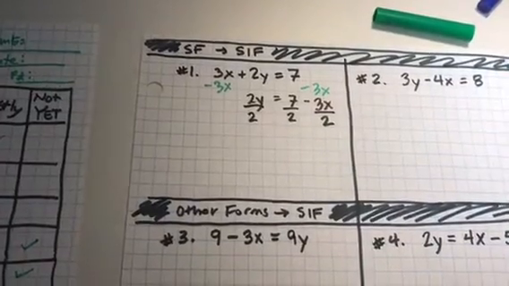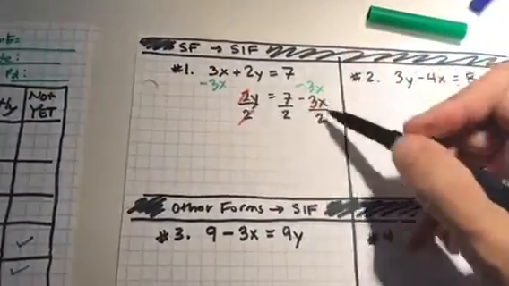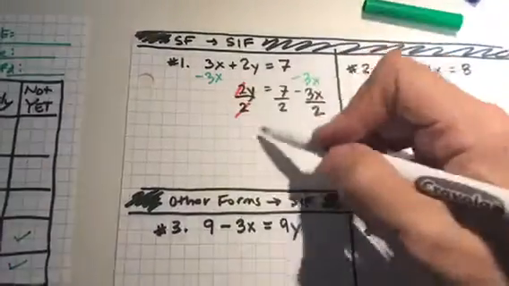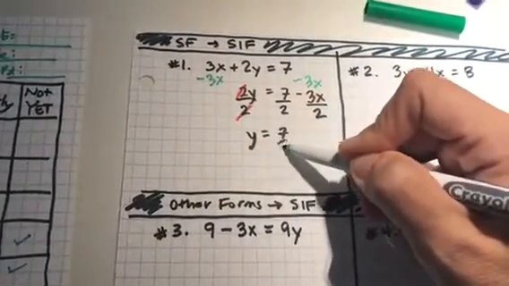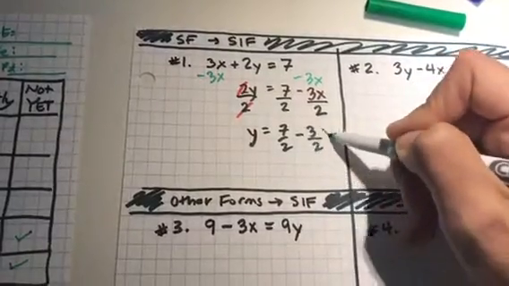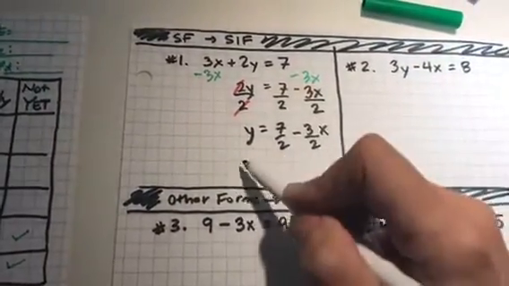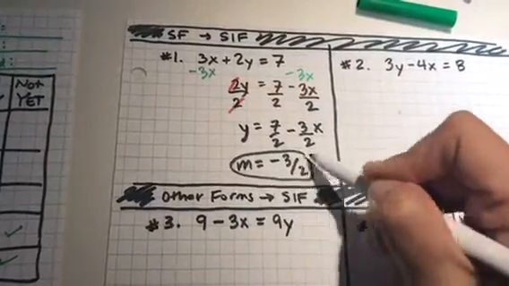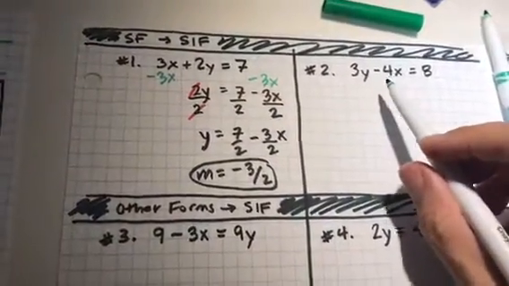And I'm noticing I can cancel some things out. Okay, so everything else looks good. I'm going to rewrite the equation. Y is equal to 7 halves minus 3 halves X. So we do this because typically we want to know the slope, negative 3 halves. Perfect. Okay, we'll just do one more.